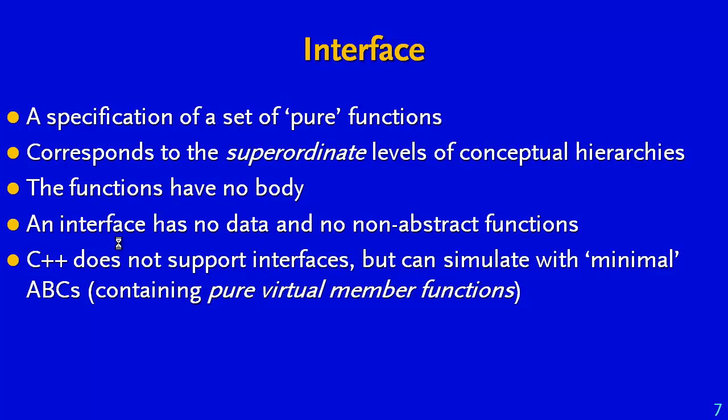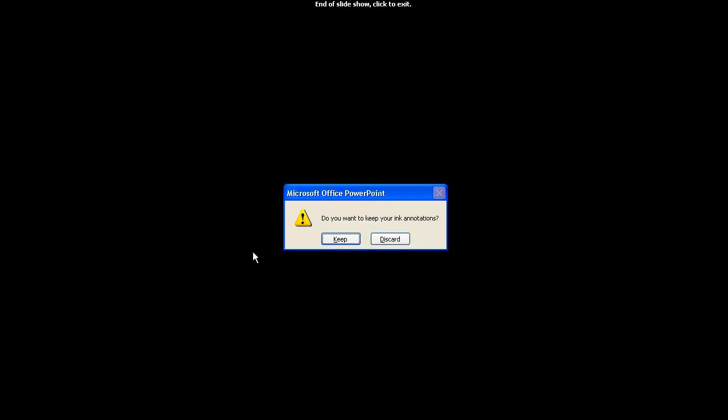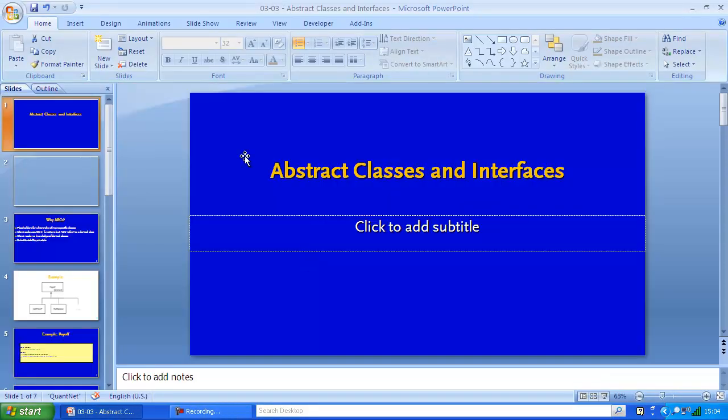The unfortunate thing about C++ is that it does not support interfaces. There's no keyword interface. In some other languages you can do it, like Java and C#. We simulate it with a minimum abstract base class. What do I mean by a minimum abstract base class? An abstract base class which has no member data and only pure virtual member functions. And we'll see many more examples later on. So that's more or less the introduction to abstract classes and interfaces.